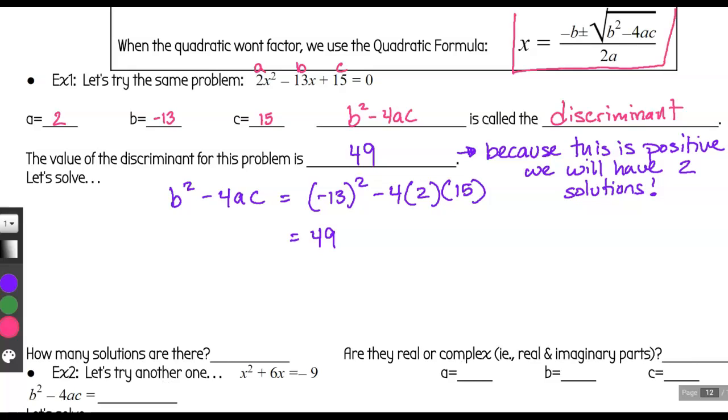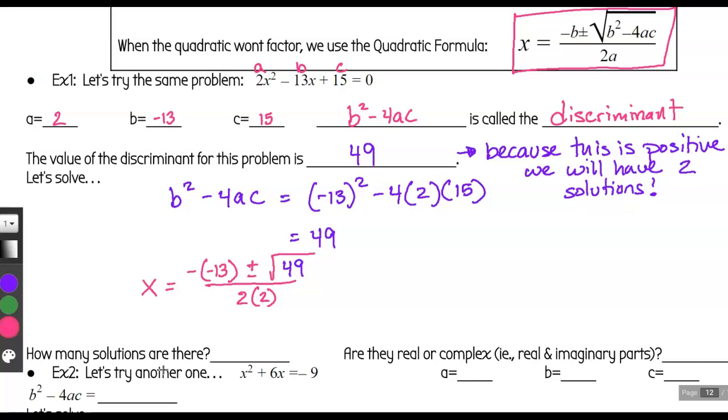Remember, this is our quadratic formula up here. X equals negative b. Now what's our b value? Negative 13. Plus or minus the square root of b squared minus 4ac. Now, what did we find b squared minus 4ac is? 49. So I'm just putting that in my formula, all over 2 times a. What's my a? 2.